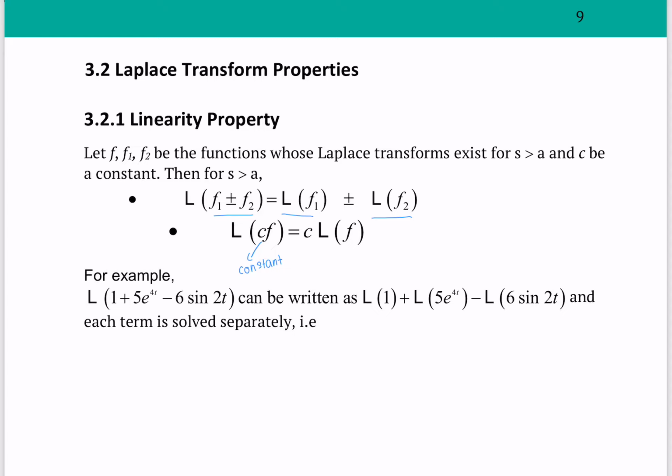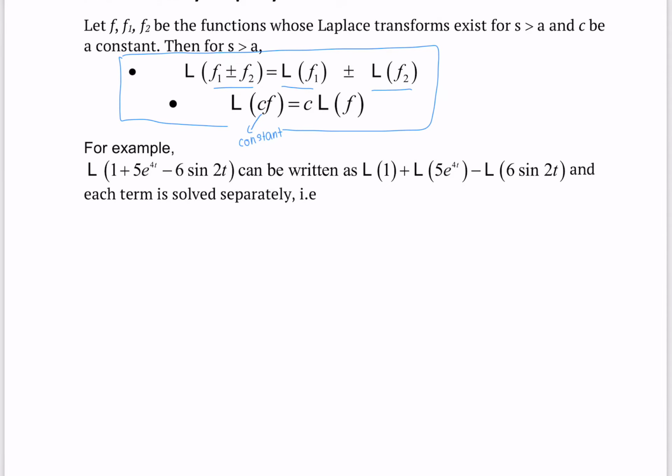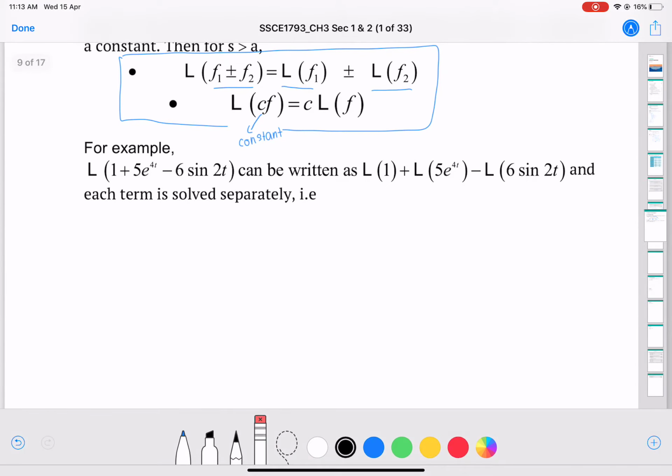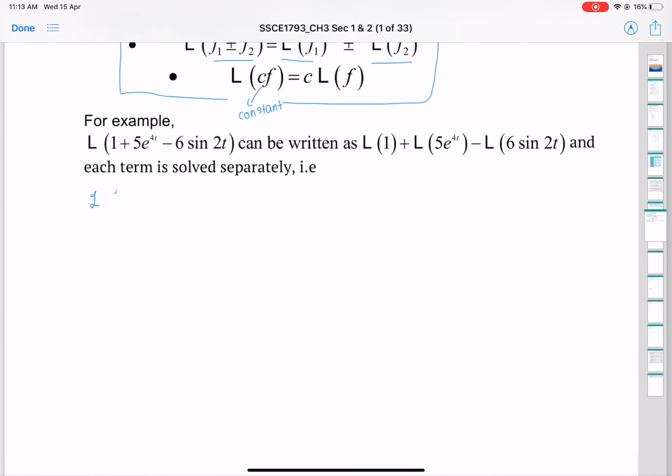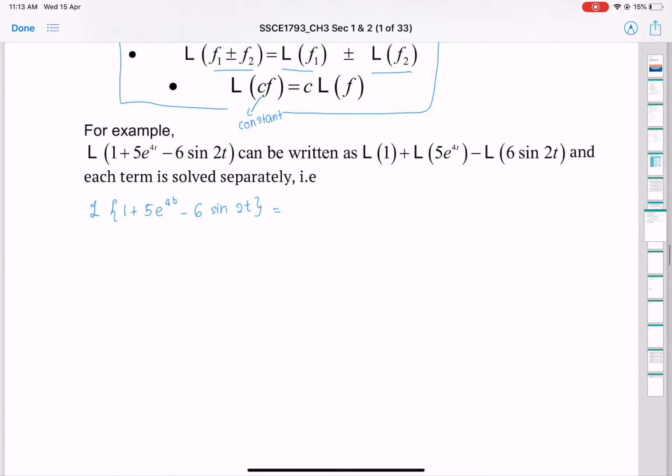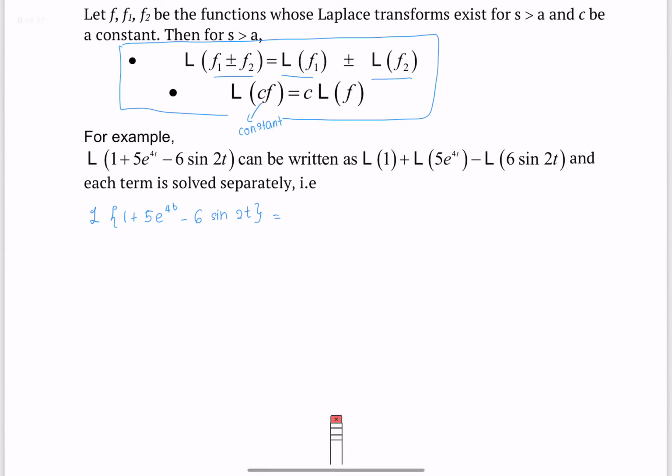Right? So, let's try to take a look at this example. Let's say I have to find the Laplace transform of an addition and subtraction. So, I have the Laplace transform of 1 plus 5 e to the 4t minus 6 sine 2t. So I have three functions. The first one is a constant, the second one is exponential, and the third one is sine. So by the first property, we can separate the function first.